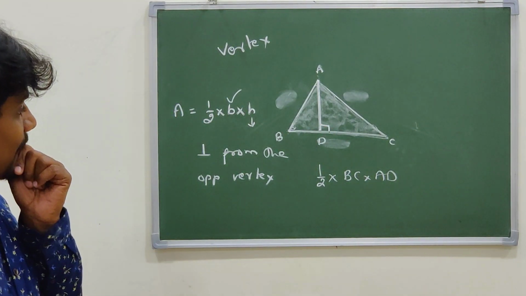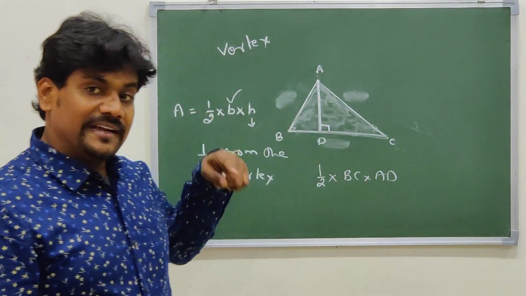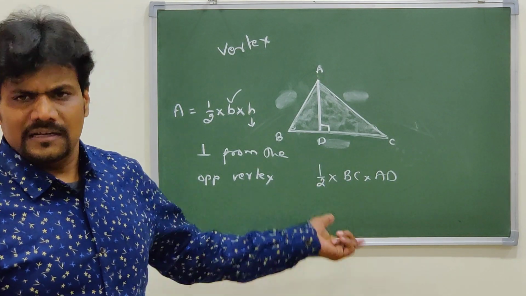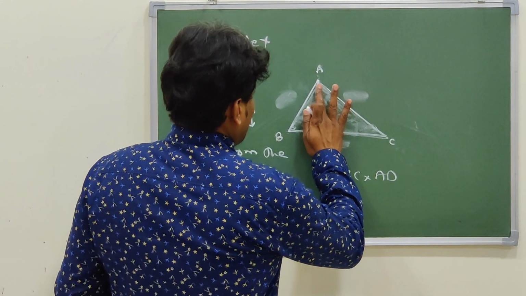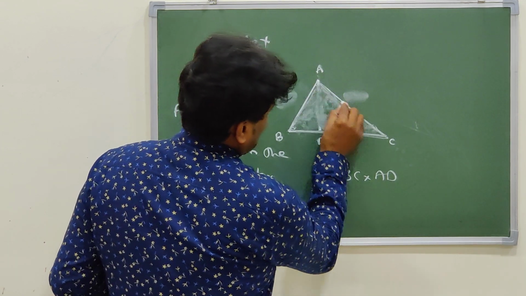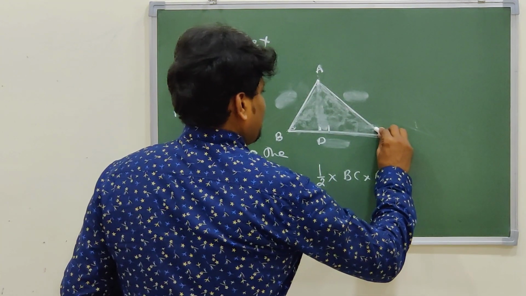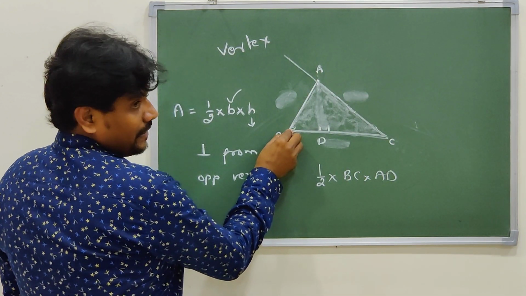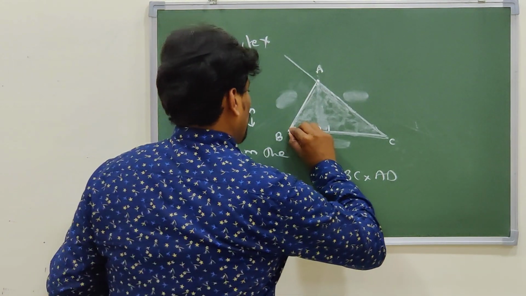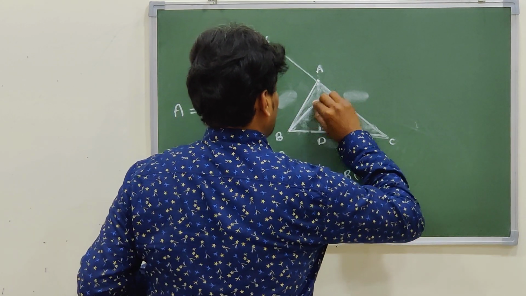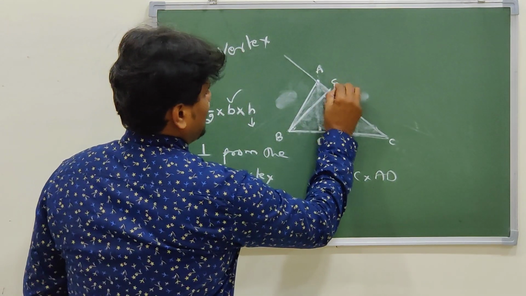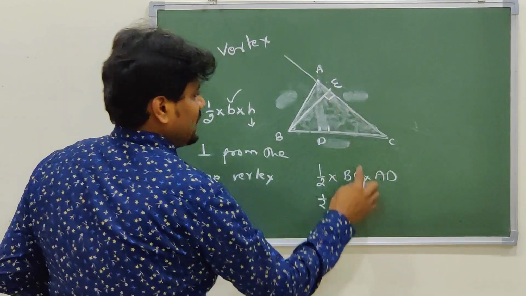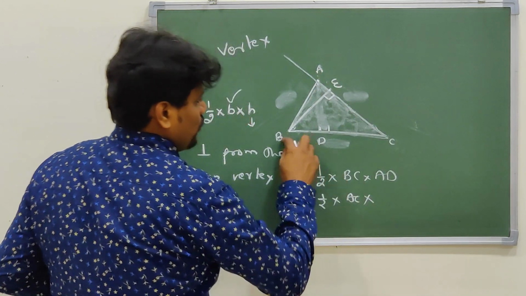You might say, sir, but you said that you can take any side as the base. You have just taken BC as the base. How about the other sides? Let's see that also. Let's say we take AC as the base. If this AC is your base, then B is your opposite vertex. So you have to draw perpendicular from the opposite vertex. Let's name it as BE. Now the area of the triangle will be half into CA or AC into BE.